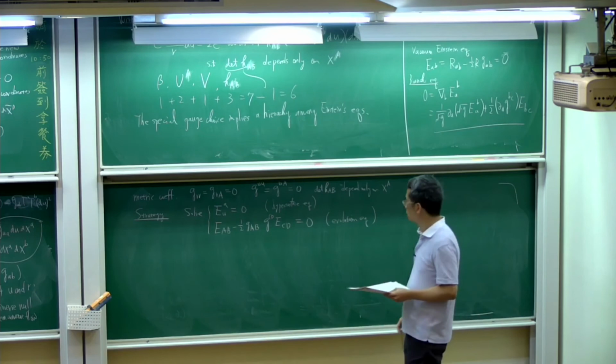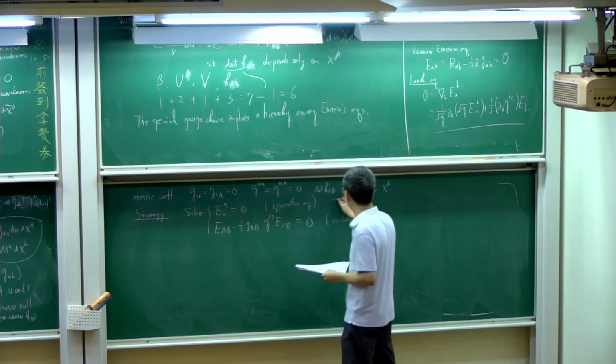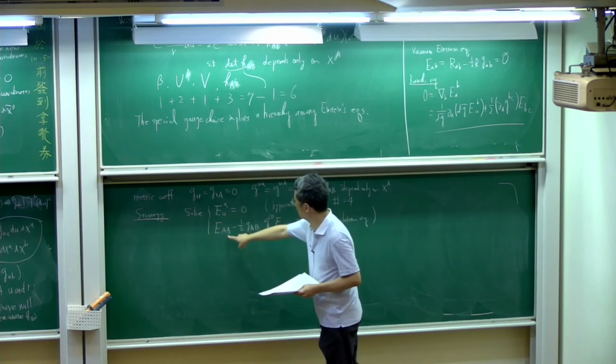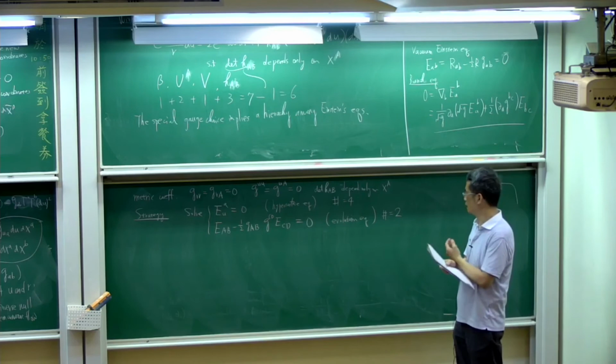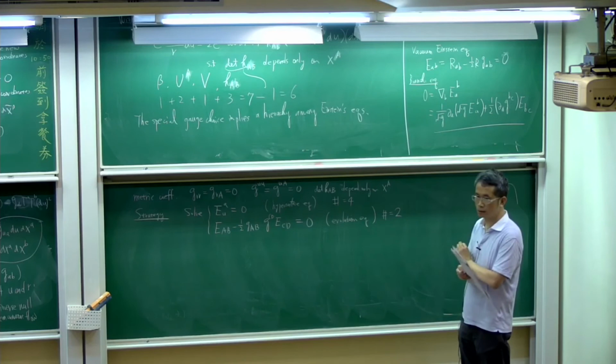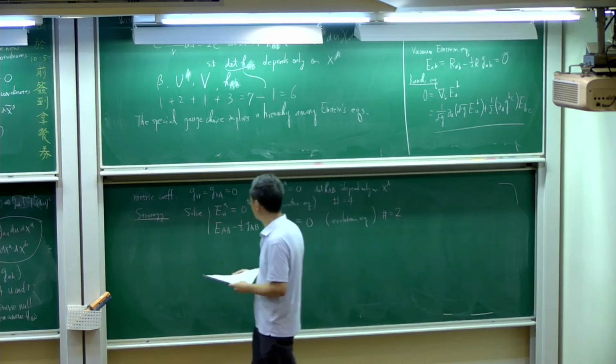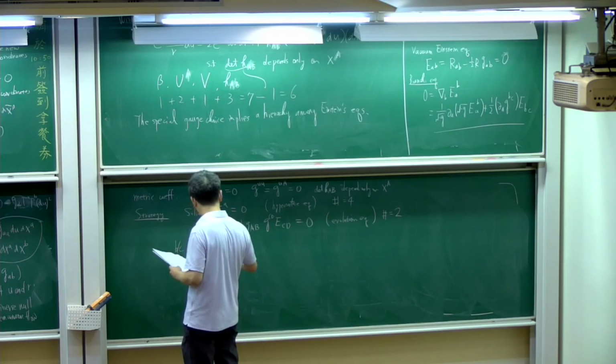Okay, and you can see now there are actually four of them, and here E_AB is symmetric. AB just two indices, so there are actually two equations. Okay, so you just need to solve this. You first solve these six equations. So we're going to see how you actually solve it later, but because of the special structure.